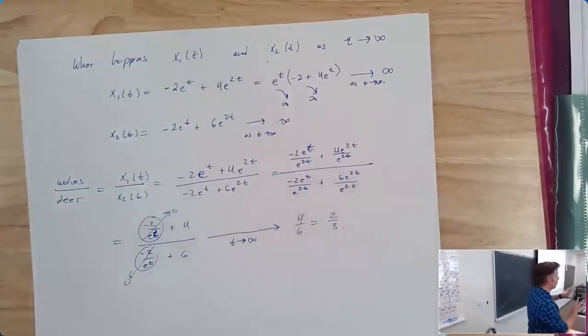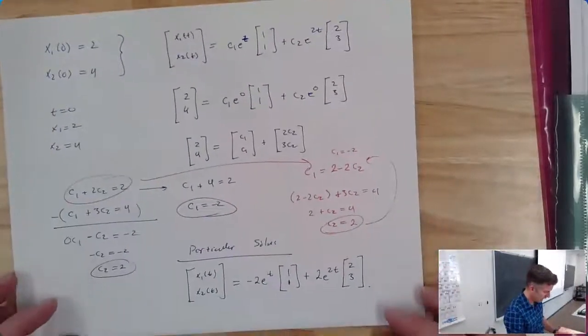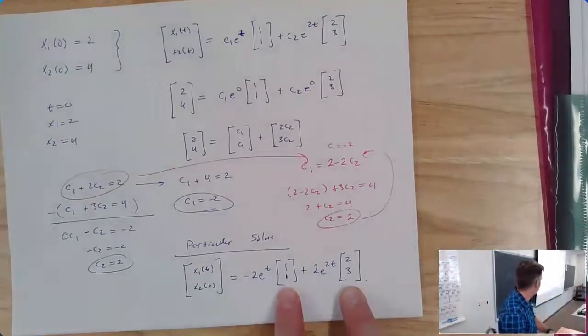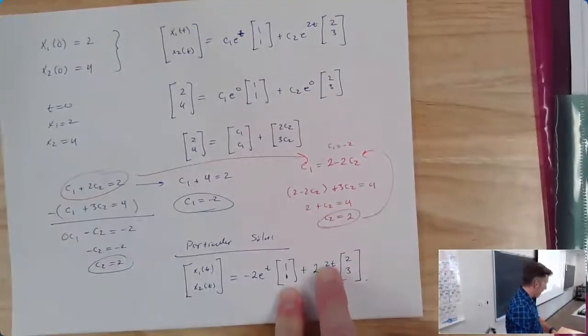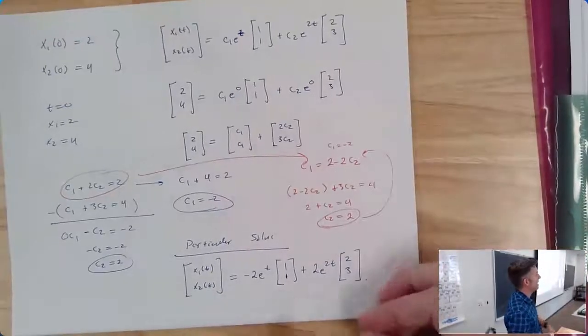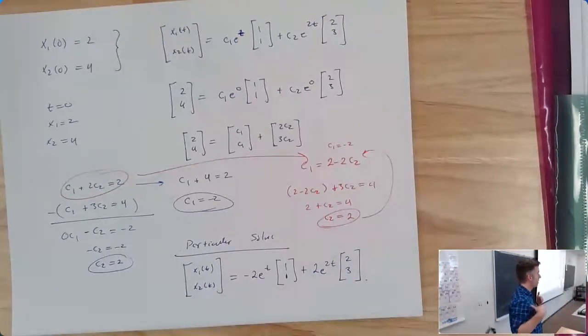But here is what's great about this. I didn't have to do any of this work to see that. All you have to do is look back at your general or particular solution and ask yourself, which eigenvector goes with the bigger eigenvalue? Which was the bigger eigenvalue? What were the eigenvalues? 1 and 2. And the 2 one is the one that is this one because the eigenvalue is right there. So this is the bigger eigenvalue, and this eigenvector 2, 3 indicates the ratio of wolves to deer. 2 wolves to every 3 deer.